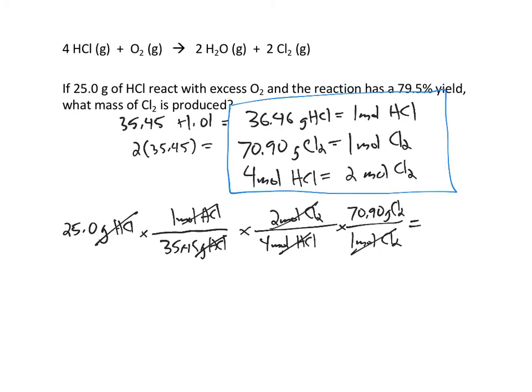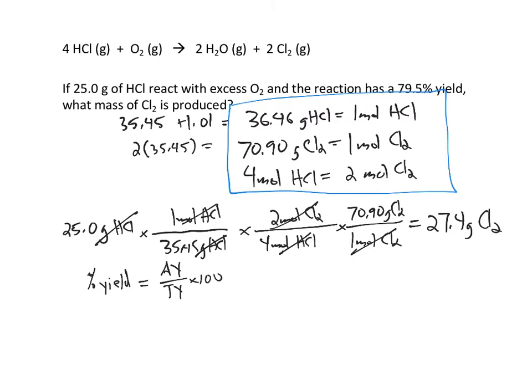Alright, and when we multiply and divide all of that out, I get 27.4 grams of Cl2. Now that's the theoretical yield, we want to know what mass of Cl2 is actually produced. So I'm going to use the percent yield equation. So we have that percent yield is the actual yield over the theoretical yield times 100.